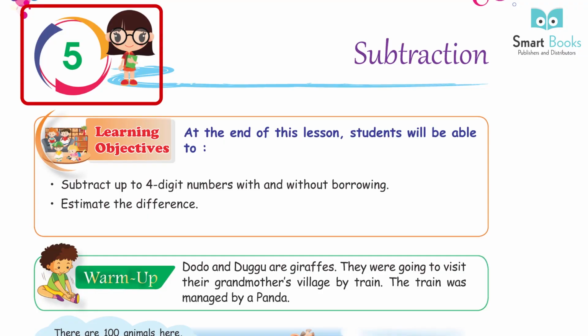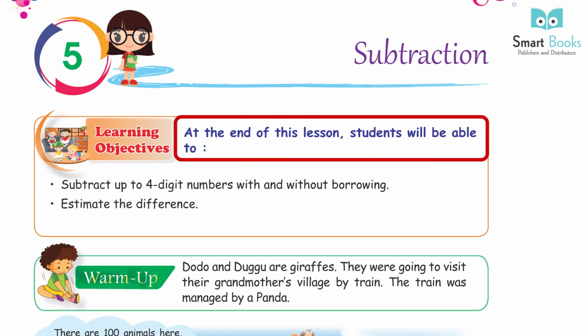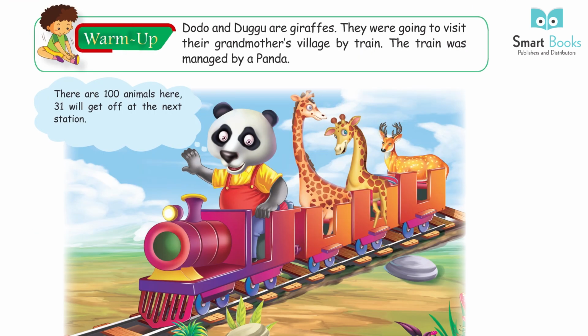Chapter 5 Subtraction. Learning Objectives: at the end of this lesson, students will be able to subtract up to 4-digit numbers with and without borrowing. Estimate the difference. Warm up.